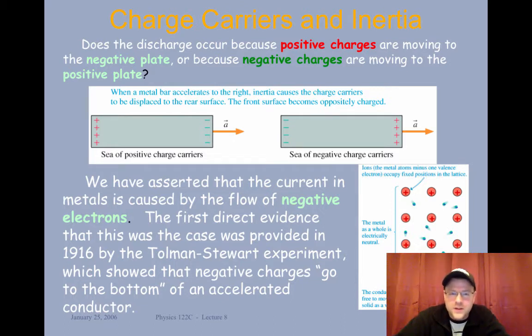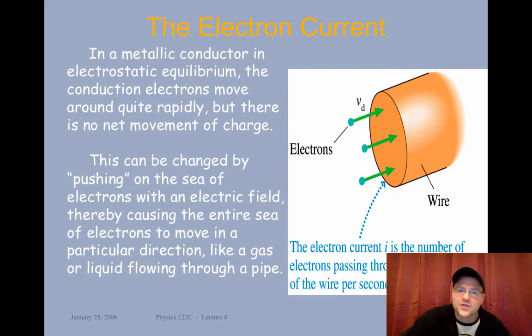So one way to solve this was the Tolman-Stewart experiment. They accelerated a piece of metal that would have free charge carriers, and depending on the charges that were able to be moved, think of inertia, as the plate accelerates to the right, things that are mobile would want to stay at rest and pile up on the back end of the bar. And what they saw was that the electrons were loosely held to the atoms. So the electrons must be the charge carriers, and those were the things that got left behind when the bar starts to accelerate. So what this means is that there's an electron current.